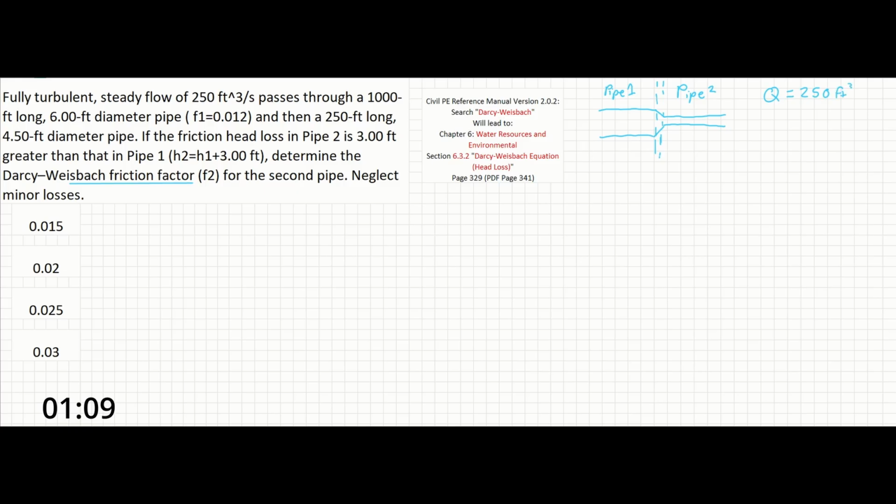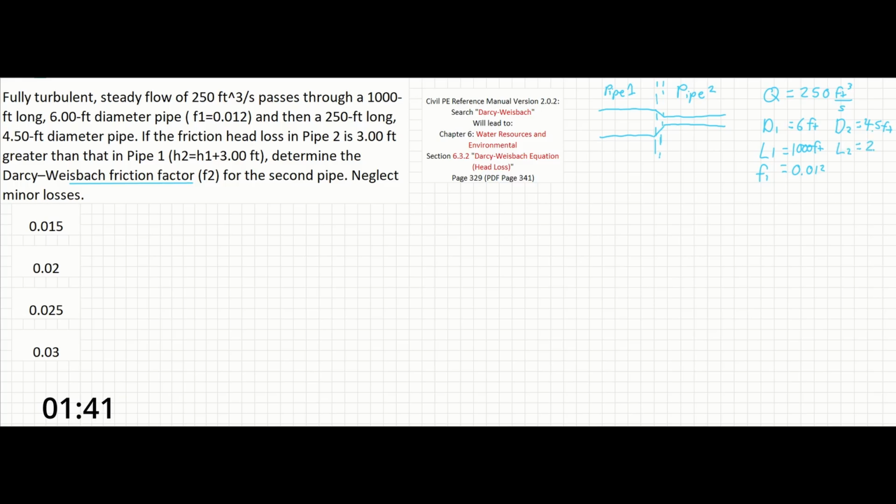problem. So if we write out our knowns, we can see that Q equals 250 cubic feet per second, D1 equals 6 feet, L1 equals 1,000 feet, and F1 is 0.012. These are all for pipe 1. For pipe 2, D2 equals 4.5 feet, L2 equals 250 feet, and we are solving for F2 in this problem.